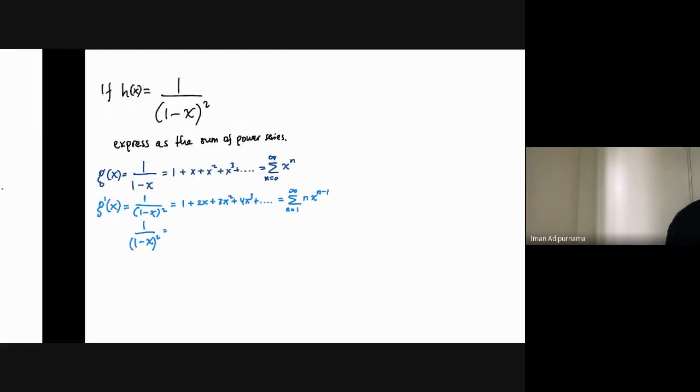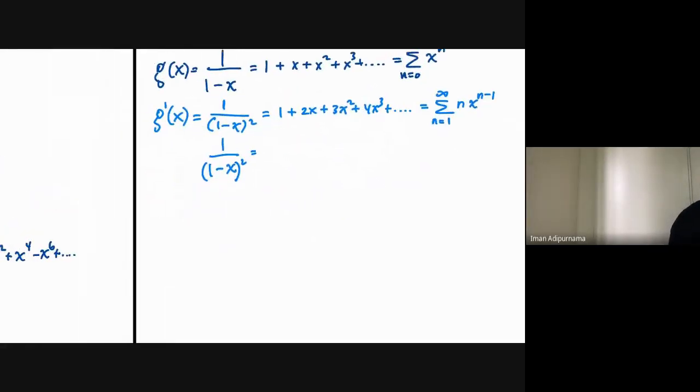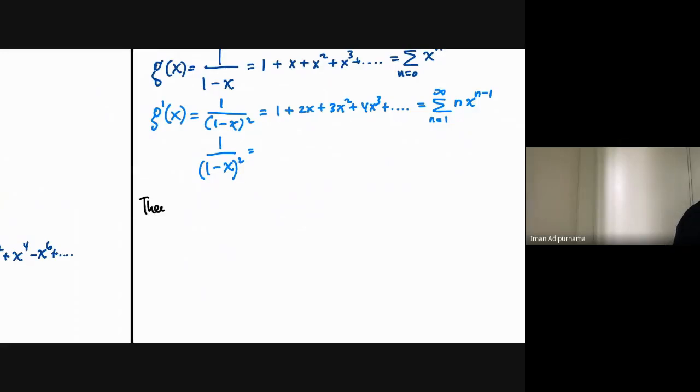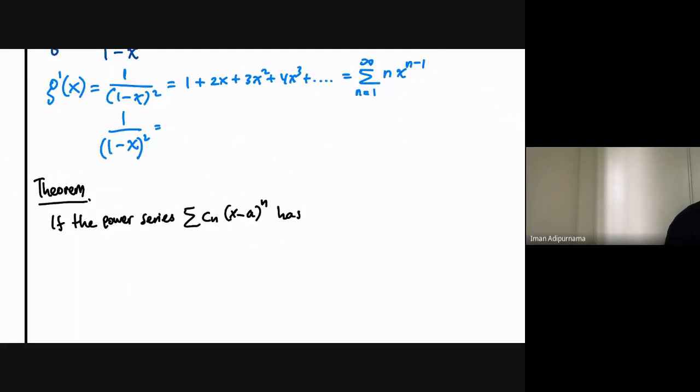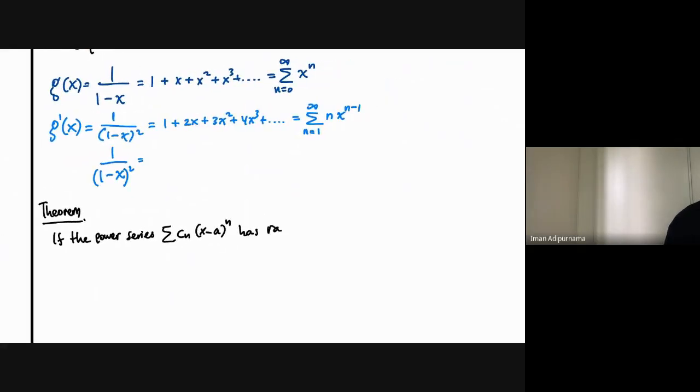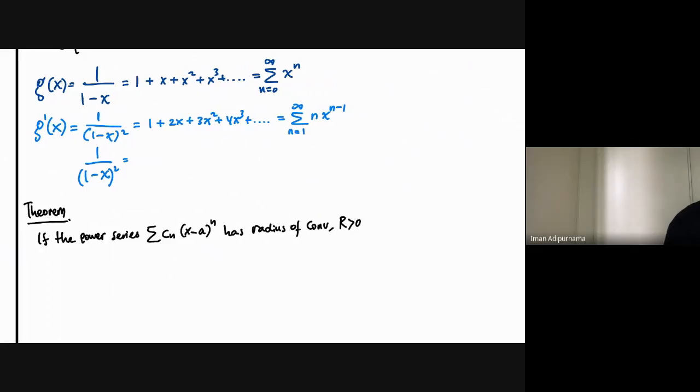Now let me give you the official definitions, and what is really happening here. Okay. So if the power series, this is the general form, has radius of convergence R greater than 0.